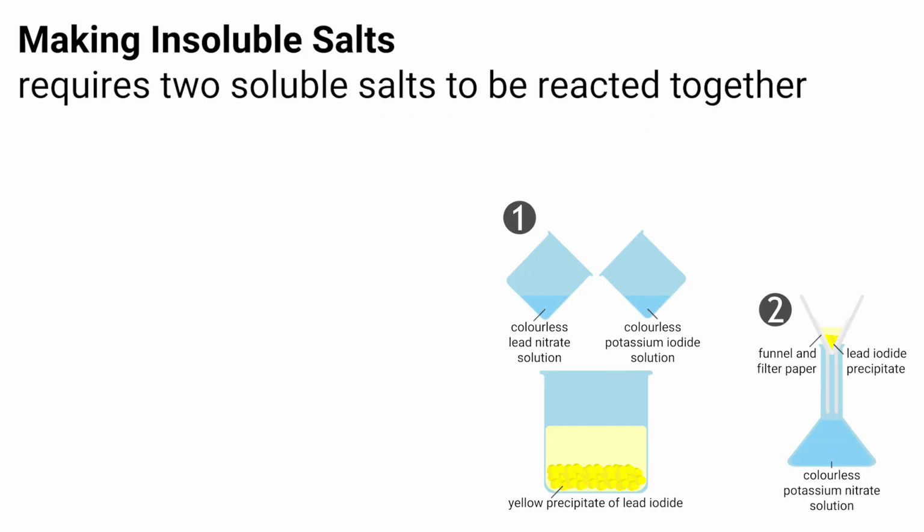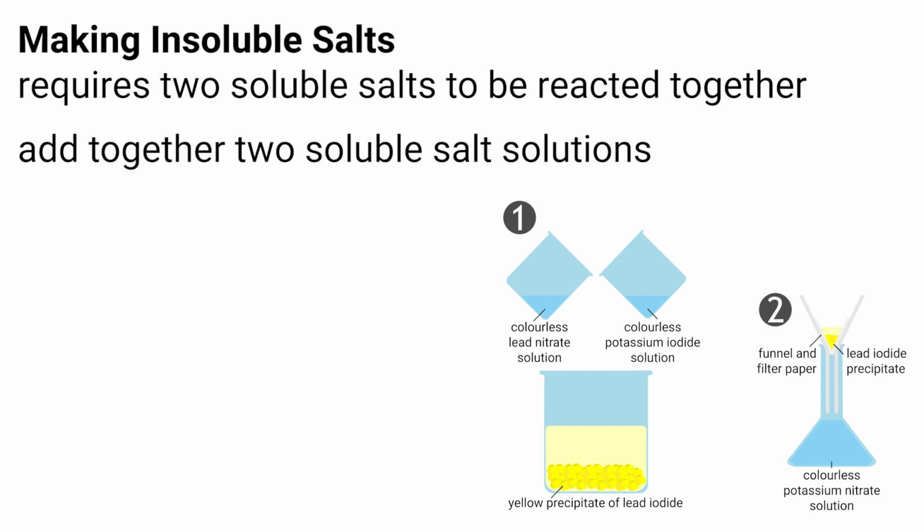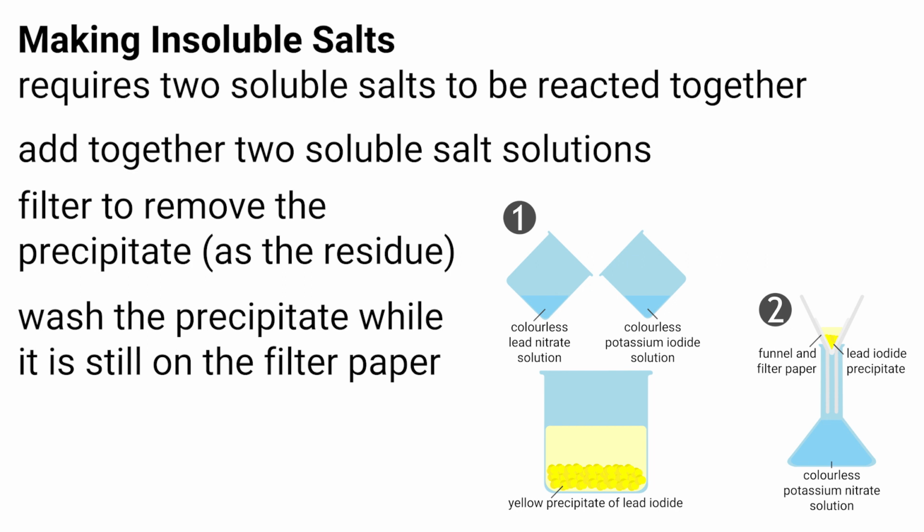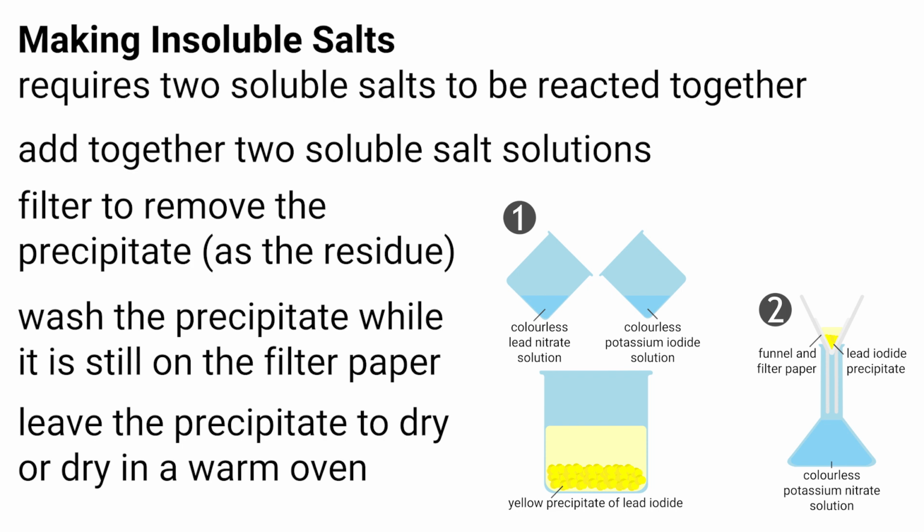Making an insoluble salt requires you to have two soluble salts to start with. We make a solution of each of our soluble salts and add them together. We'll see a precipitation reaction fairly quickly, and we must then do a filtration to separate our precipitate as the residue. We then wash the precipitate with distilled water whilst it's still on the filter paper, and then we leave the precipitate in a warm oven or on the side to dry.